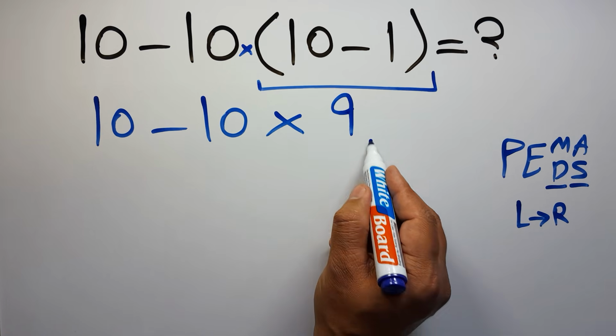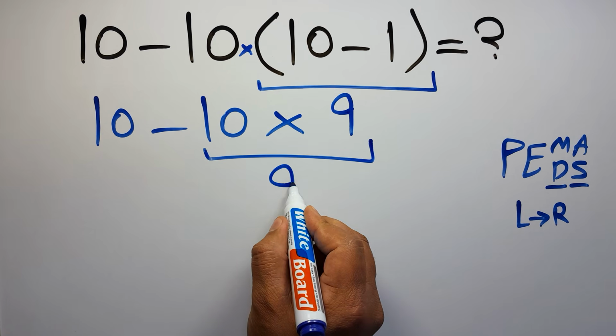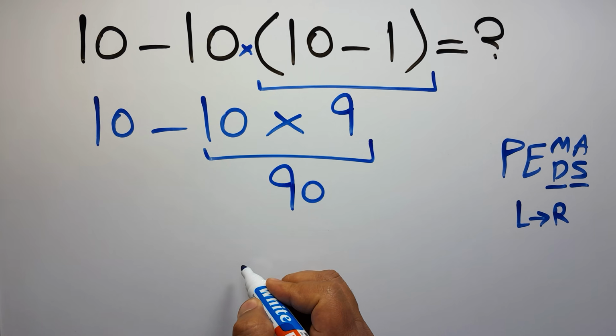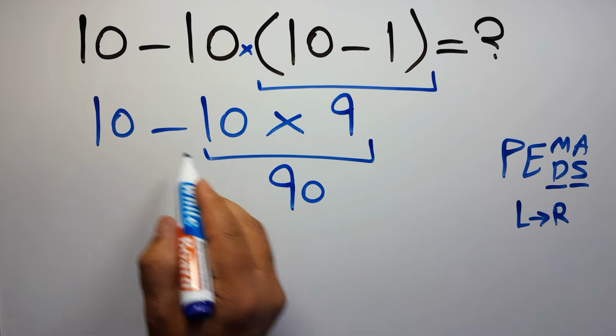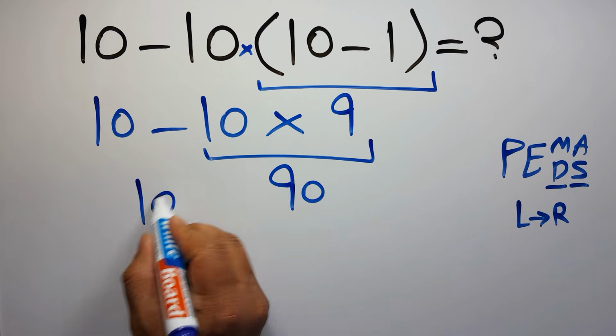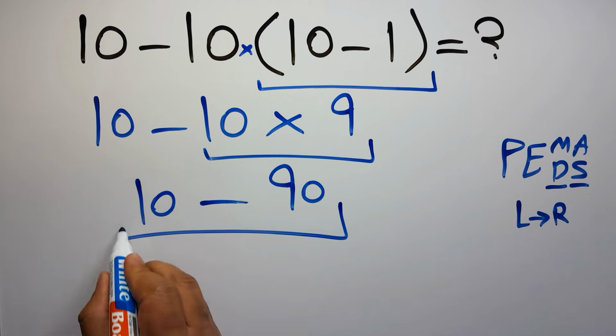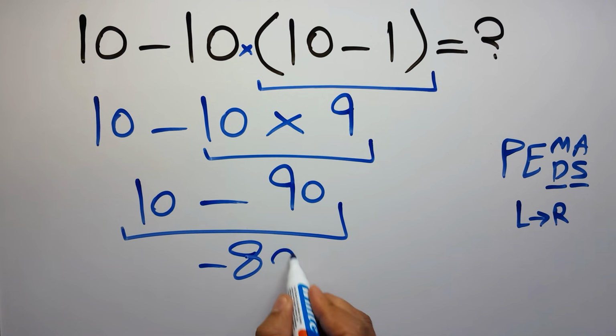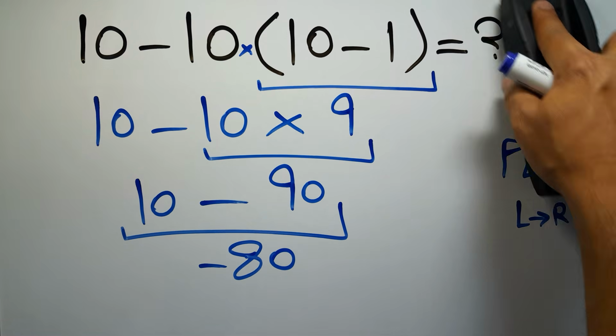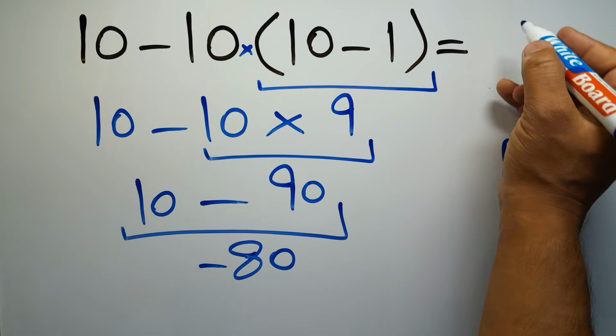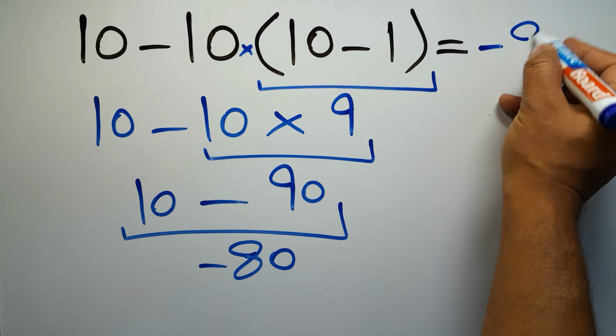10 times 9 gives us 90. So we have 10 minus 90, which equals negative 80. And this is our final answer to this problem. The correct answer is negative 80.